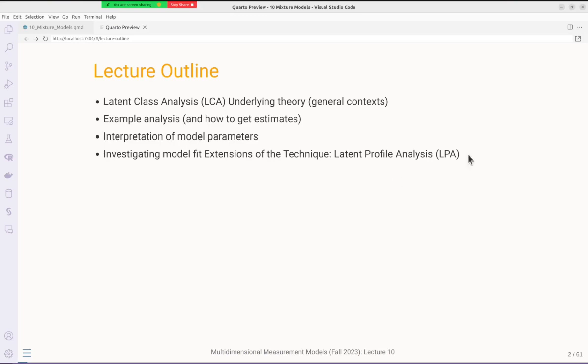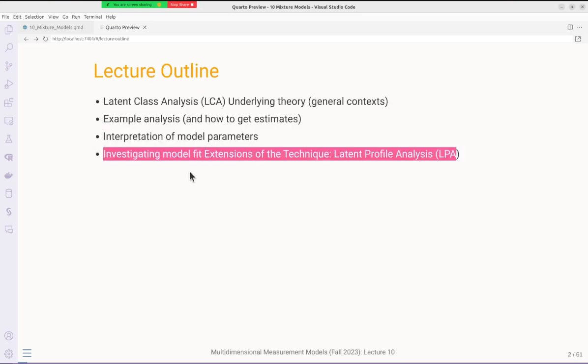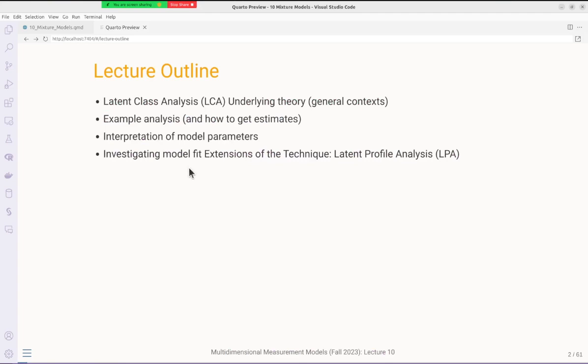I will note that this is a typo on my slide. I don't know why I left it on there. I didn't go back and fix it. We're not going to do latent profile analysis, but we'll talk about model parameters now.